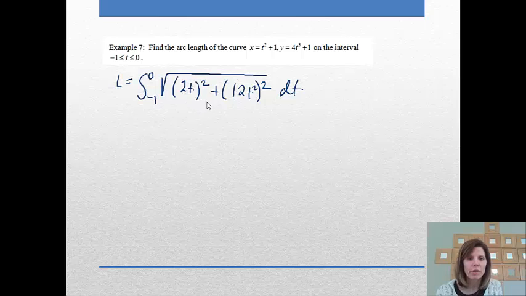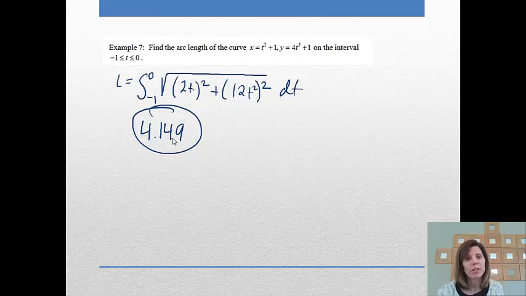And if you would like to simplify that first, go right ahead if you find it easier when you're plugging it in your calculator. Otherwise, we're just ready to plug this right into our calculator. It will be a calculator section problem, and when we do that, we get a length of 4.149. And that's pretty much it. So hopefully now you can find the arc length of a function given in parametric form.